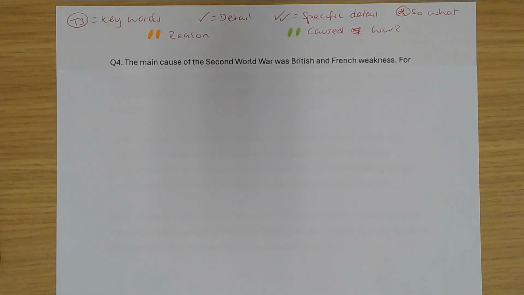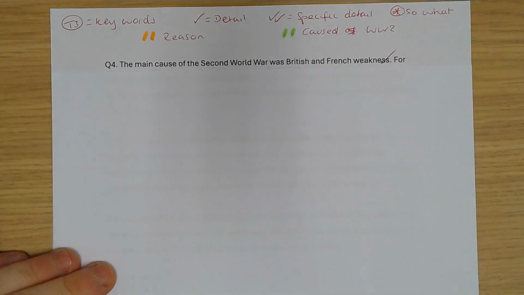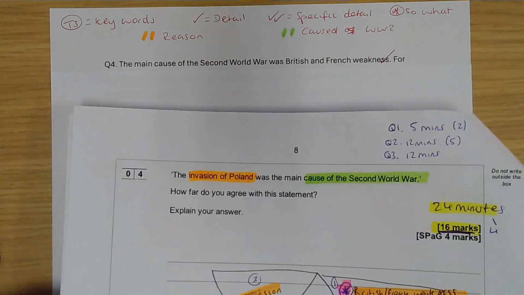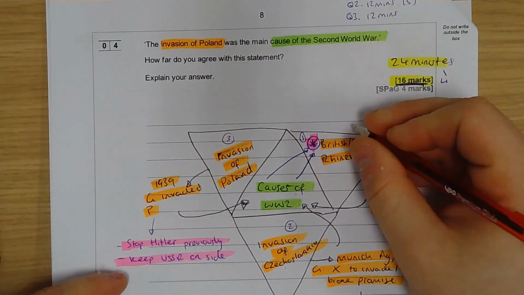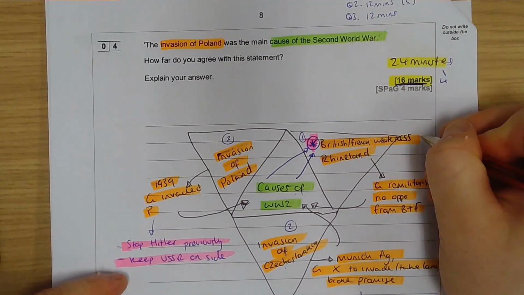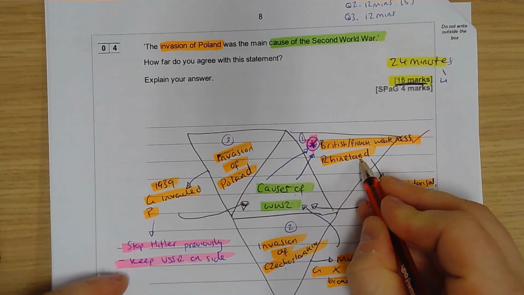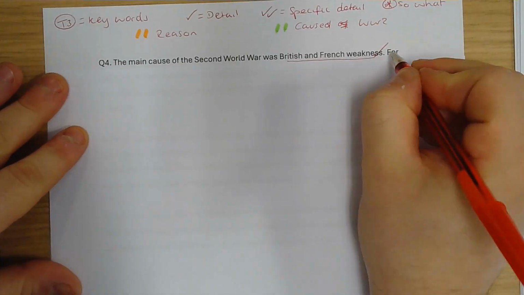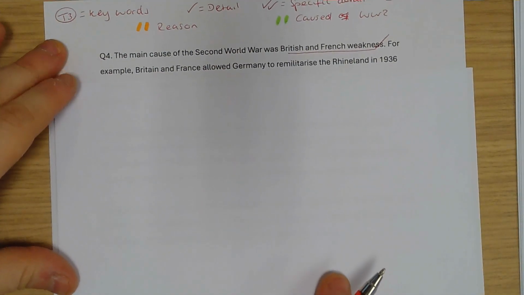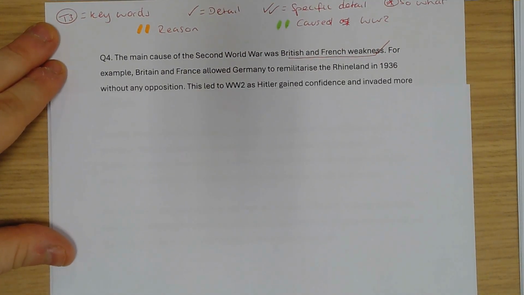I wrote the main cause of the Second World War was British and French weakness. Okay, so what I would do, I'd tick that off. If I'm using my plan, I go back and I say, right, brilliant, I've talked about British and French weakness. Okay, tick. What do I talk about now? Well, I've given myself an example of the Rhineland. So an example of British and French weakness was the Rhineland. So for example, Britain and France allowed Germany to remilitarise the Rhineland in 1936 without any opposition.